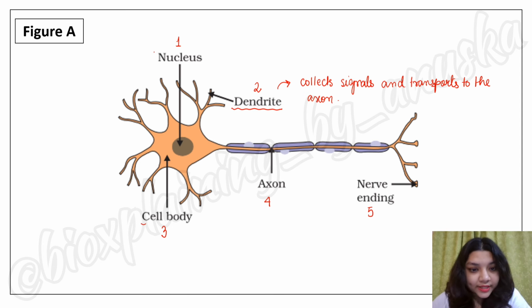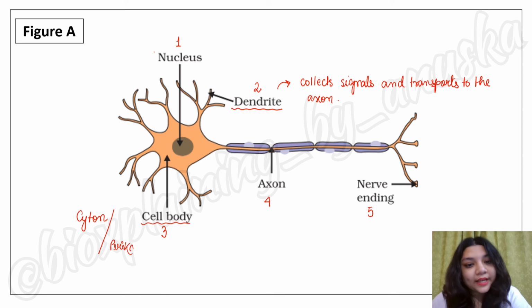Then number 3 is the cell body, that is the region surrounding the nucleus. So if you have marked this as the cyton or you have marked this as the perikaryon, in that case also your answer is correct.